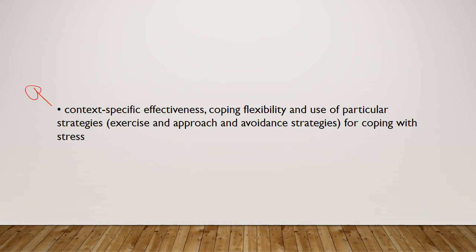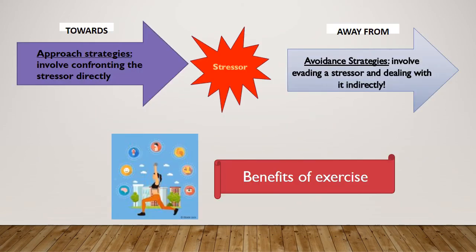Okay, last dot point, 9. We are looking at context-specific effectiveness, coping flexibility, and use of particular strategies, so exercise and approach and avoidance strategies for coping with stress. Okay, so this holistic dot point is about coping strategies and how we evaluate them and modify strategies if they're not effective, okay? So in terms of our coping strategies, we have exercise, approach strategies, and avoidance strategies, okay? You need to make sure with your approach and your avoidance strategies that you know how to define them and apply them in a specific scenario, okay?